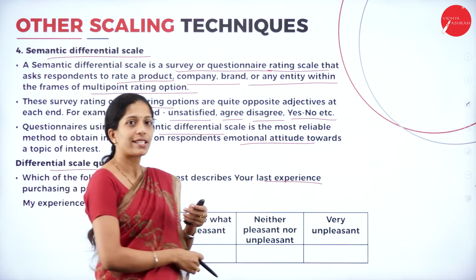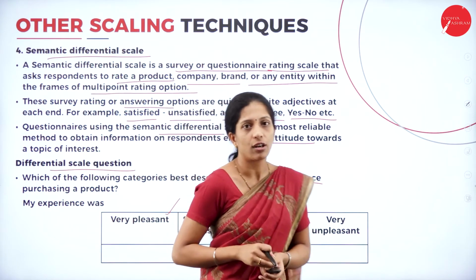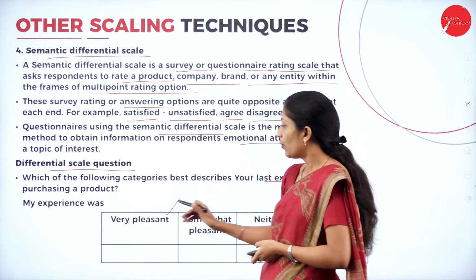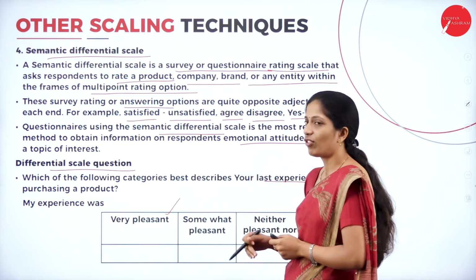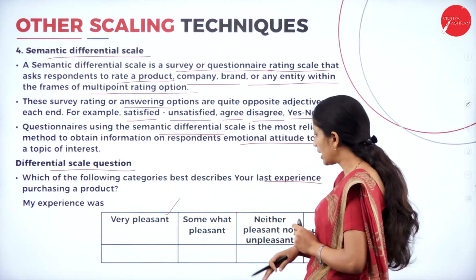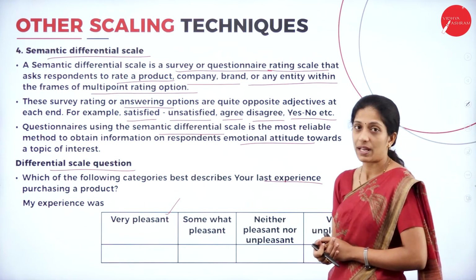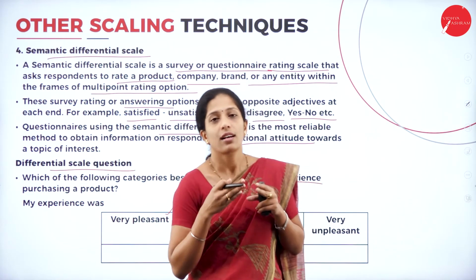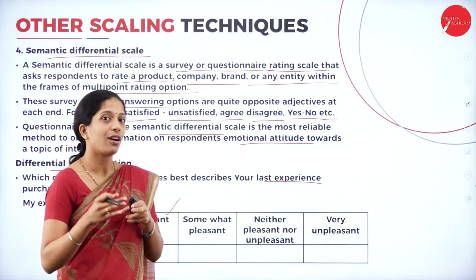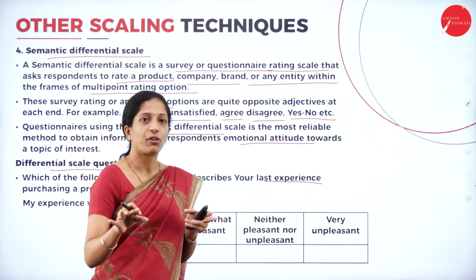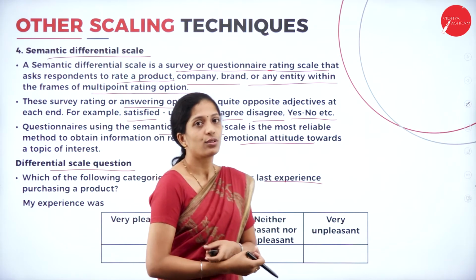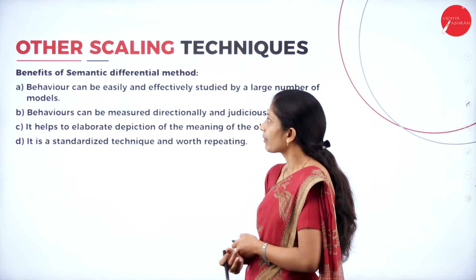Whereas in the differential scale option, it will be according to the opinion here. Very pleasant, in the sense he is very satisfied about it. Next, somewhat pleasant, he is okay about it. Next, neither pleasant nor unpleasant, so he is not sure whether it is pleasant or not. Next, very unpleasant. Such types of opinions can be given through these scales.